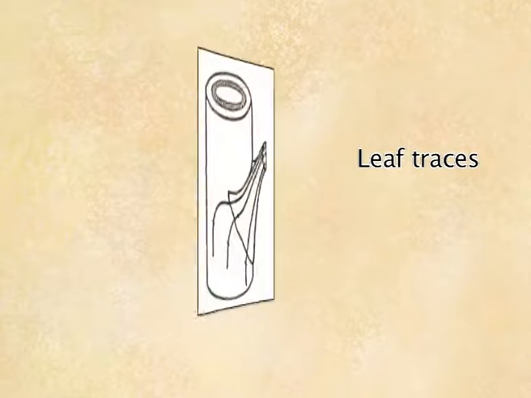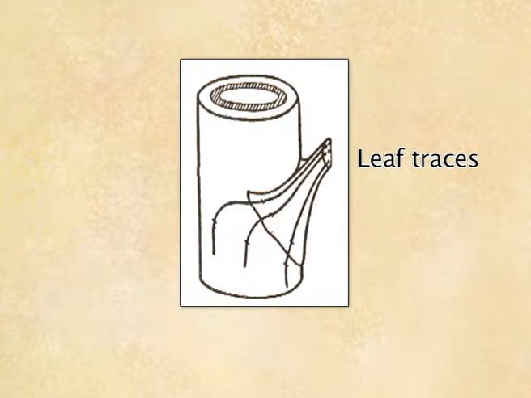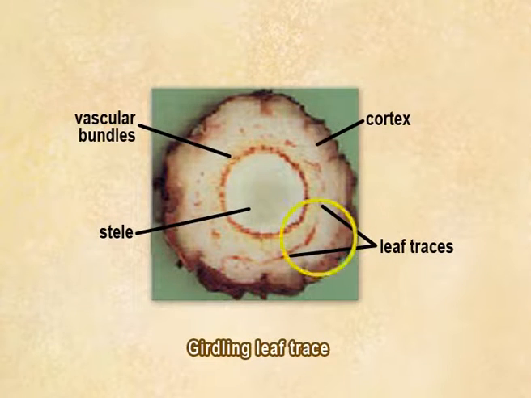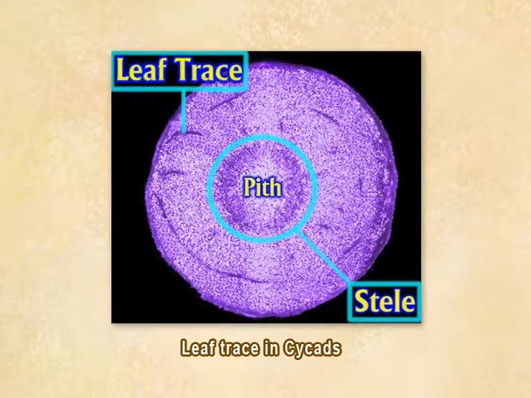Such traces enter the base of the petiole directly if the latter clasps the stem extensively, or may girdle the twig in the cortex, swinging around the stem as they pass upward through the cortex to the petiole base. Such traces that pass around the stem for some distance in their course from vascular cylinder to petiole are called girdling traces, for example in cycads.